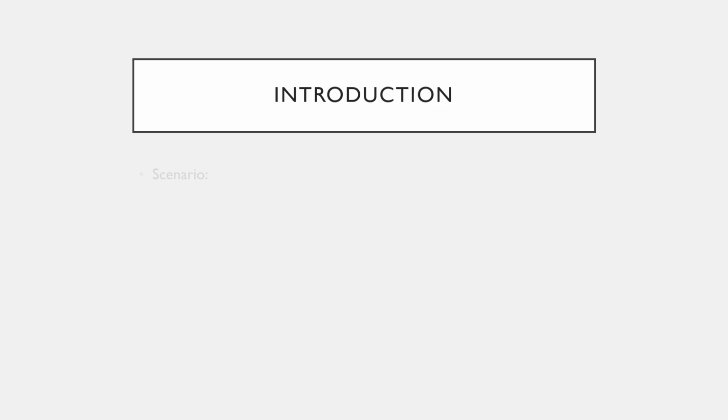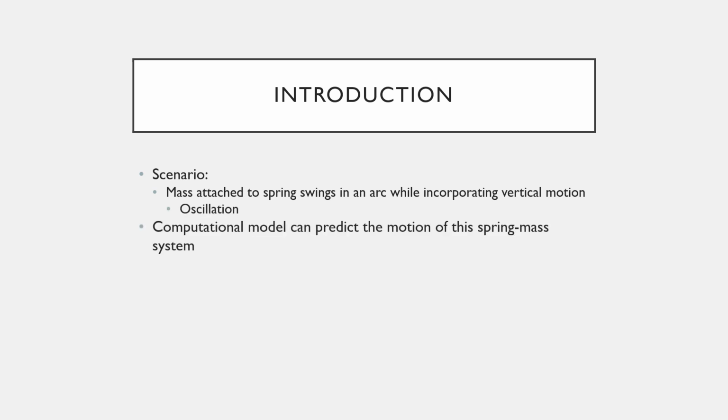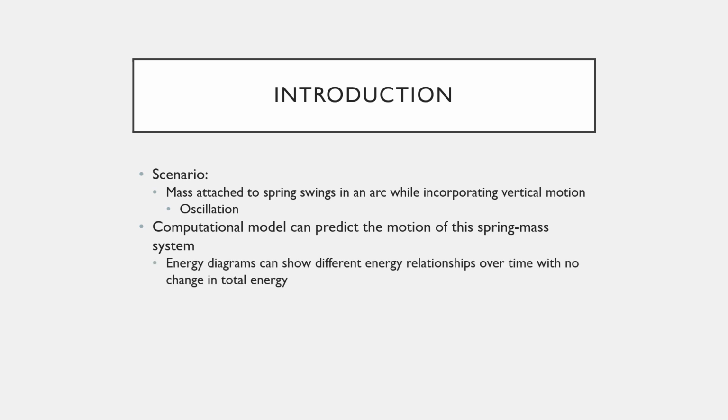of Physics. In this lab, we'll be discussing a situation in which a mass is attached to a spring swinging in an arc, or in two dimensions, in a way that can be described as an oscillation. We will come to see that a computational model can be used to predict the motion of this spring mass system, and that different types of energies and their relationship to one another can be displayed in energy diagrams, all in an environment with no change in total energy.